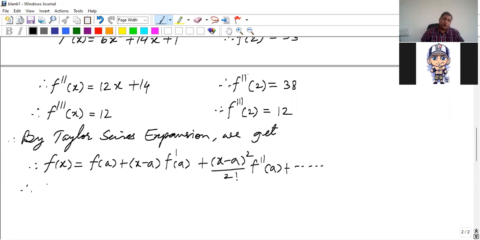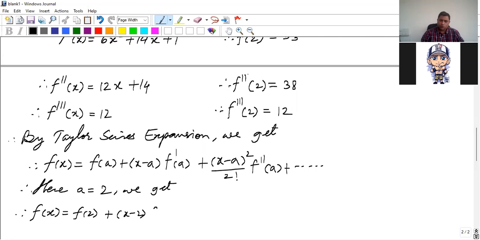Now, what will we be having here? So here a is equal to 2, and hence we get f at x is equal to f at 2 plus x minus 2 f dash at 2 plus x minus 2 bracket square by 2 factorial and f double dash at 2. And this is going to be plus onwards.